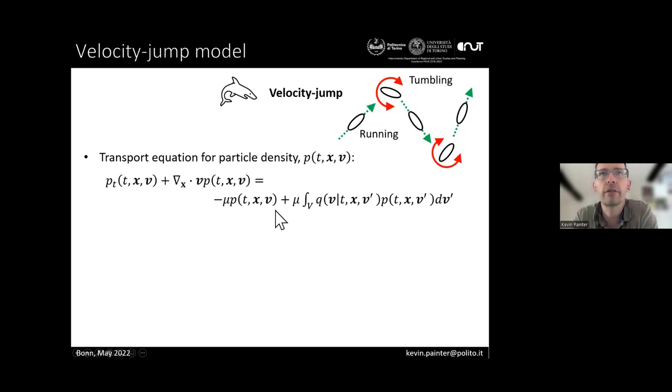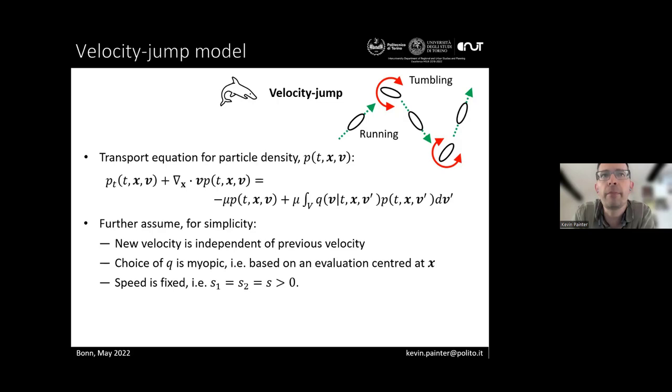Okay, now in order to set this up in a way that allows me to draw a connection with that position jump random walk, we're going to make a few further simplifications. We're going to assume that my new velocity is independent of the previous velocity. I'm going to assume that my choice of Q is effectively myopic, so it's going to be based on some evaluation centered at my current position. And I'm also going to assume that we've got a fixed speed, so you just move with some speed s, which is clearly going to be greater than zero. As I say, we don't necessarily have to make these assumptions. It's really just to put this into a very similar framework to that position jump random walk earlier.